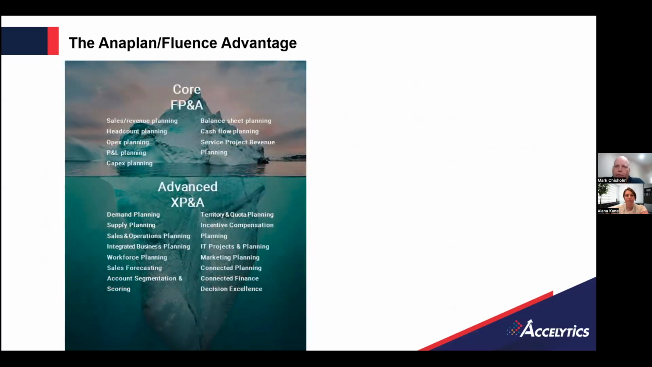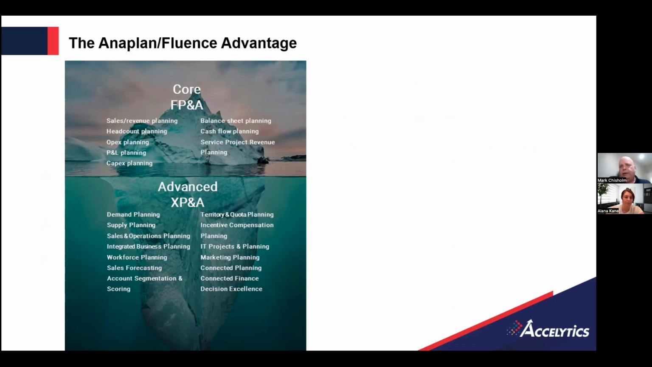If we extend this, because I did mention forecasting a little bit earlier. So if we think about, from a planning point of view, a forecasting point of view, again, there's so much more below the surface, right? Anybody can do sales and revenue planning, anybody can do headcount, OPEX, CAPEX planning, those kinds of things. But it's below the surface where Anaplan-Fluence is very distinct, because not only can you do all your standard FP&A capabilities, but also demand planning, supply planning, sales and operations planning, workforce planning, sales forecasting, incentive compensation planning, IT projects and planning, as well as connected planning and connected finance.